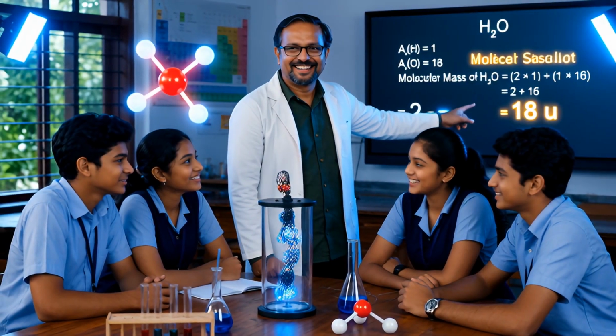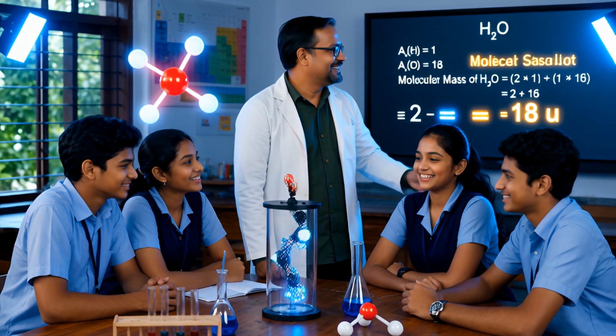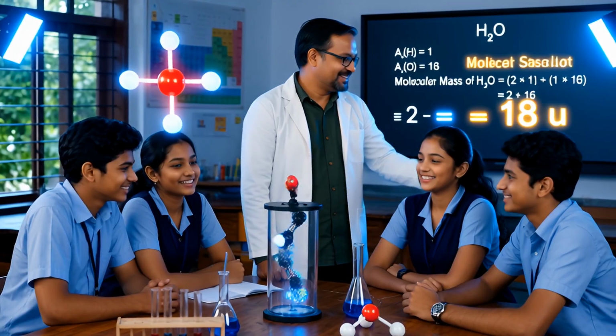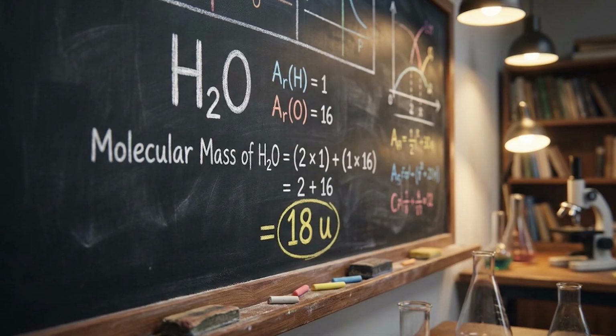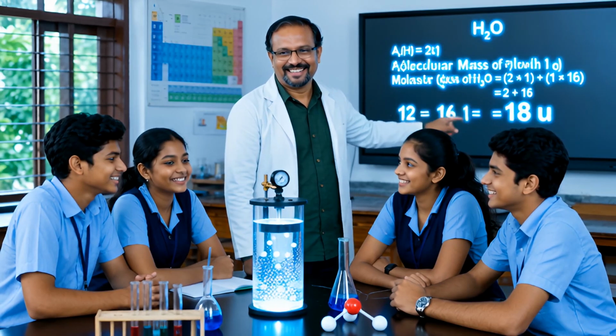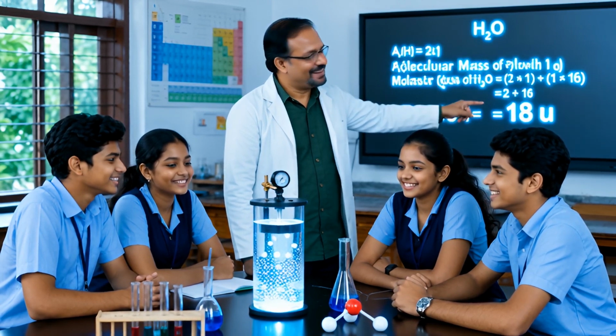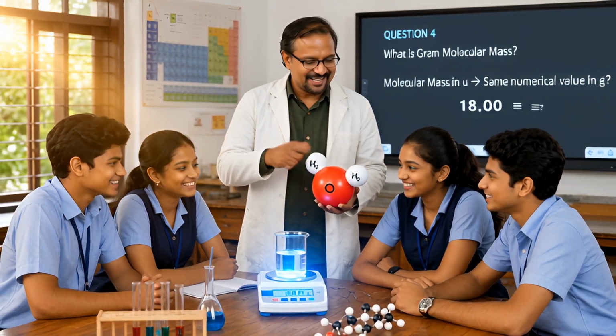Answer: the formula of water is H2O. It contains 2 hydrogen atoms and 1 oxygen atom. 2 multiplied by 1 equals 2. 1 multiplied by 16 equals 16. When 2 and 16 are added together, we get 18. Therefore, the molecular mass of water is 18 U. Fourth question: what is gram molecular mass?